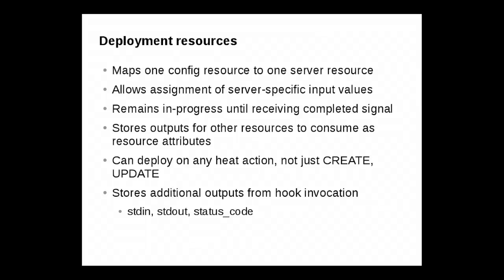A deployment resource remains in progress until it receives a signal from the server that the configuration is complete. This lets it participate in the heat stack lifecycle. So other resources can depend on this deployment resource. When it's signaled, it can also return output values. So other resources can depend on particular values coming out of that deployment resource.